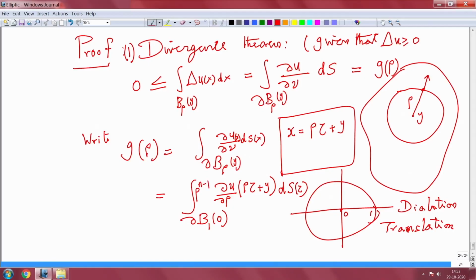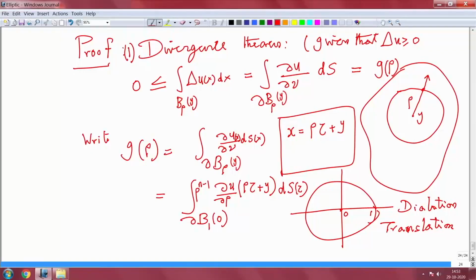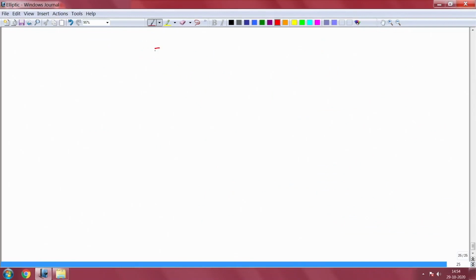These things we have already seen in the previous class, yesterday. Whenever you change a surface of a ball of radius rho to radius 1, a rho power n minus 1 parameter comes in. The integration is with respect to tau. So you will have rho n minus 1, and now I can take d by d rho outside, and the integral over the boundary of B1 of 0, of u of y plus rho tau, ds of tau.